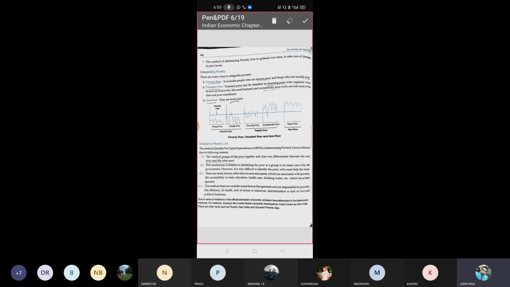First, the method groups all the poor together and does not differentiate between the very poor and the other poor. So you can see this poverty line.